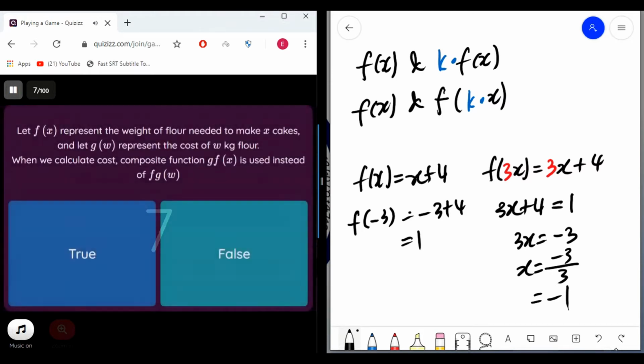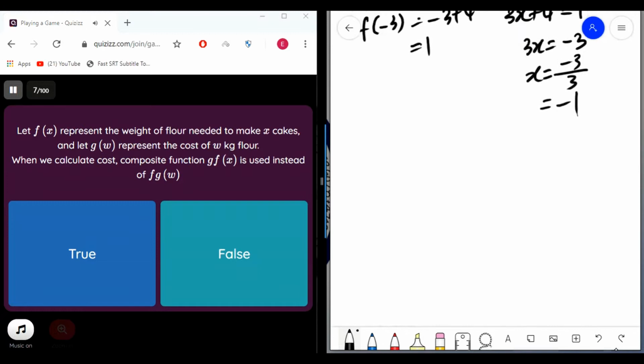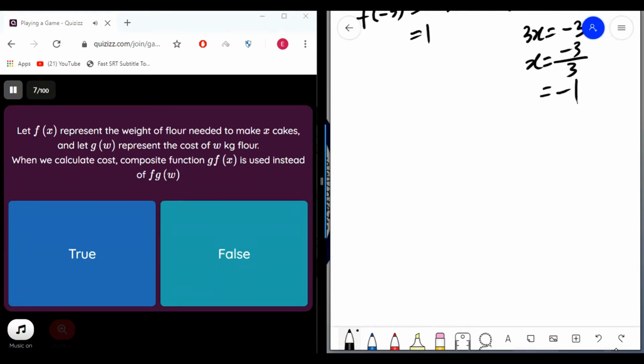Number 7. Let f(x) represent the weight of flour needed to make x cakes, and let g(w) represent the cost of w kg of flour. When we calculate the cost, composite function g(f(x)) is used instead of f(g(w)). Okay, this question is actually testing your concept on composite function. Always remember, for composite function, we will do from right to left.